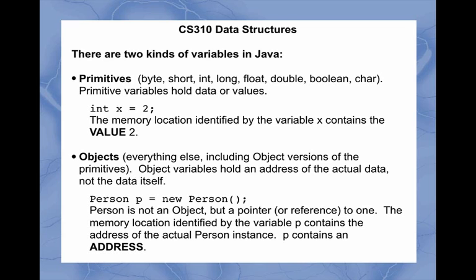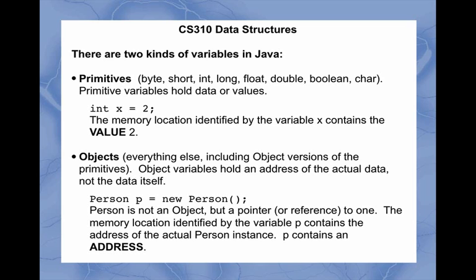In Java, the two types of variables can be characterized this way. The first type is primitives: byte, short, int, long, float, double, boolean, and character data. So primitive variables hold data or values. Int x equals 2. The memory location identified by this variable x holds the value 2.